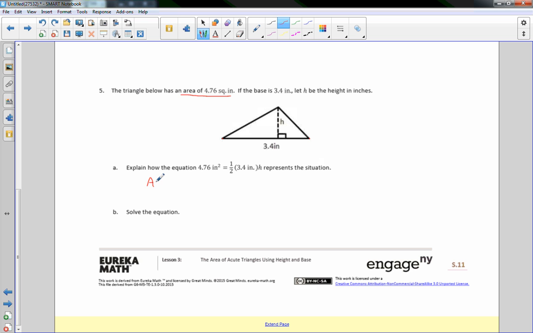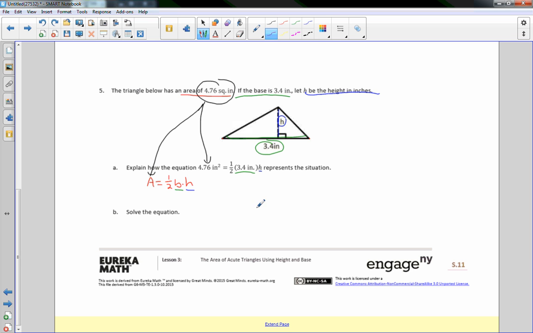Well, area equals 1/2 base times height. The area of the given triangle is right here, so that's what went here. 4.76 inches squared replaces the A in the formula. The 1/2 is already there. The 3.4 is the base. And then finally, h is the height. Let h be the height. So there it is. Okay, so everything is accounted for.